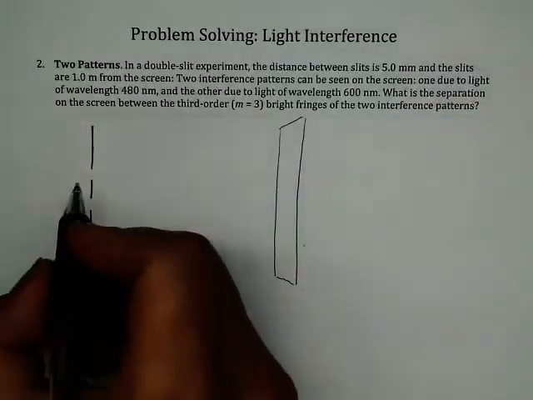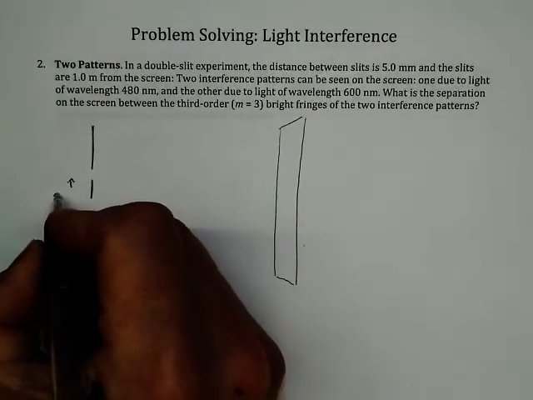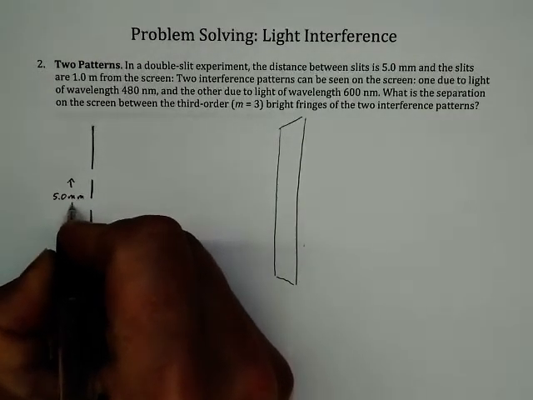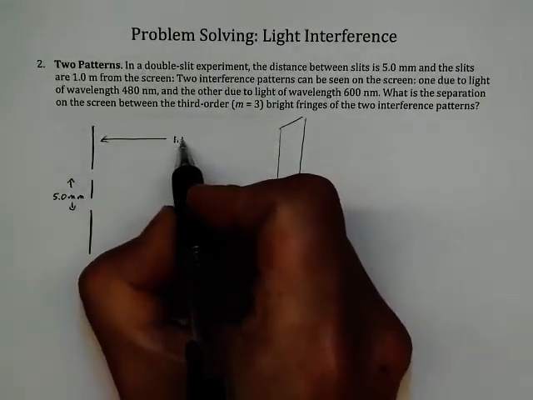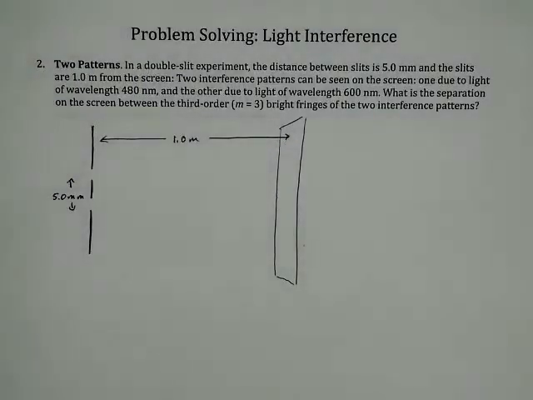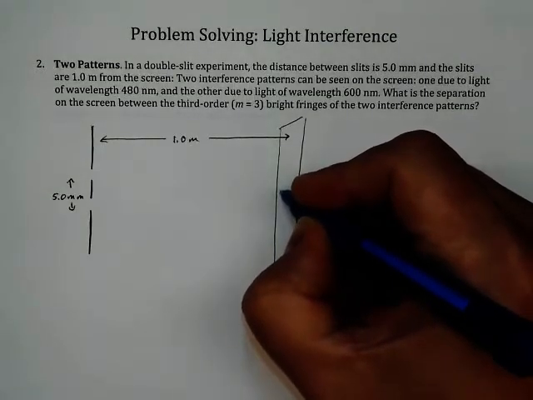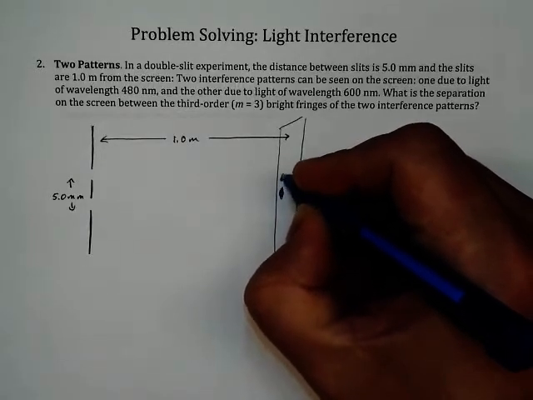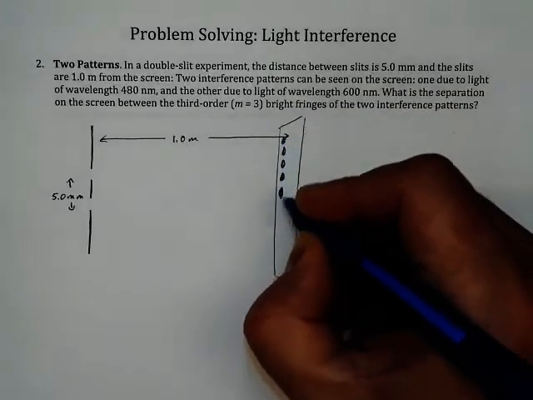So I got my two slits. They are 5 millimeters apart. They are 1 meter from the screen over here. And I get two patterns. So the blue, the 480 pattern, there's going to be a bright blue spot in the middle, and then some blue bright spots off to the side there.